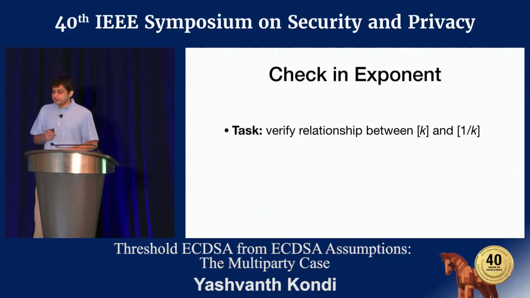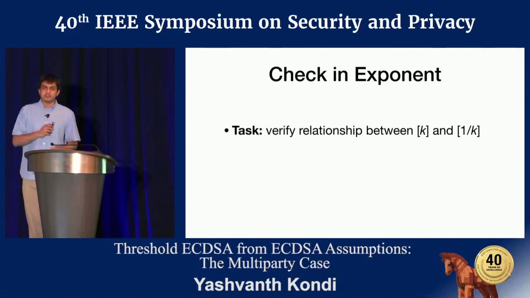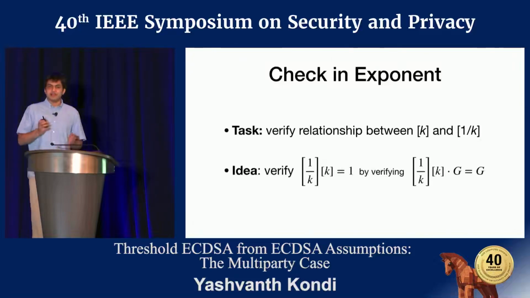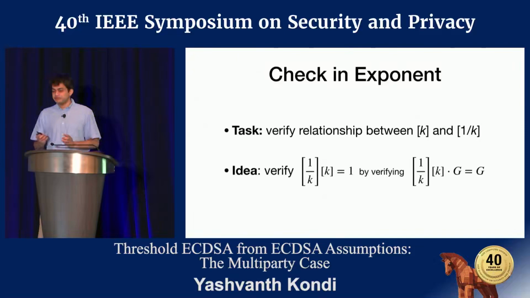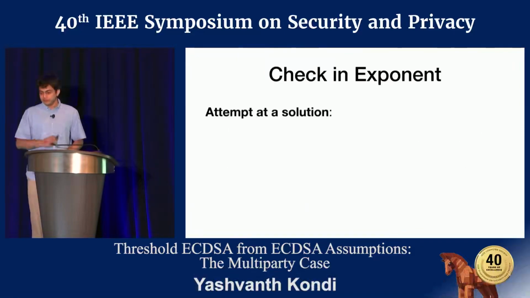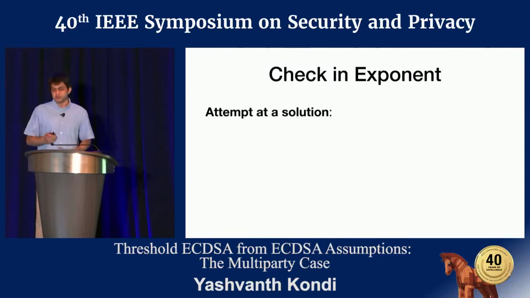Right, so consider the task of verifying the relationship between the sharing of k and its inverse. And the idea at a high level is to verify that k times k inverse is 1 by verifying that k times k inverse in the exponent gives back the group generator of the curve. And let's see an attempt at a solution.